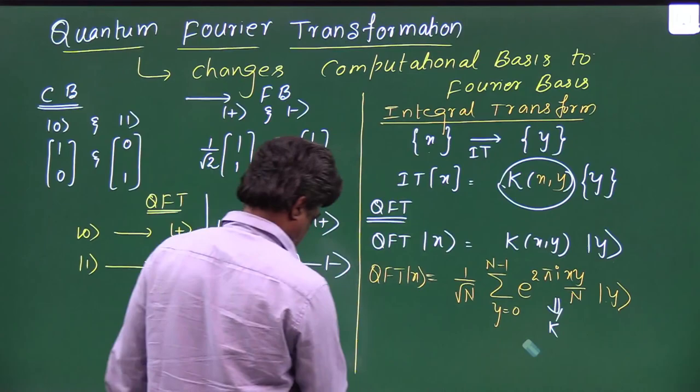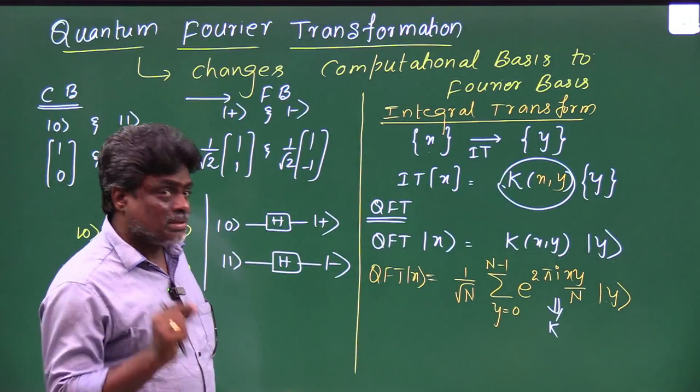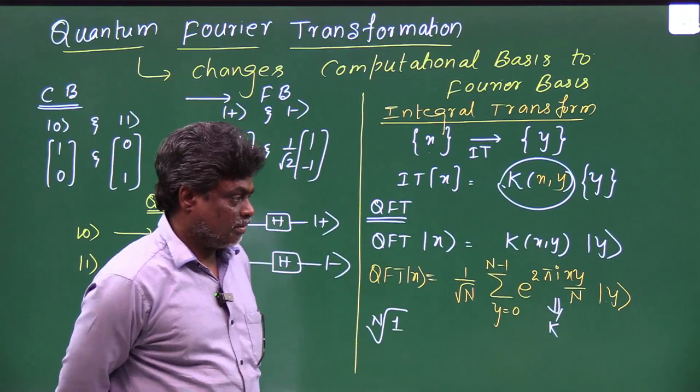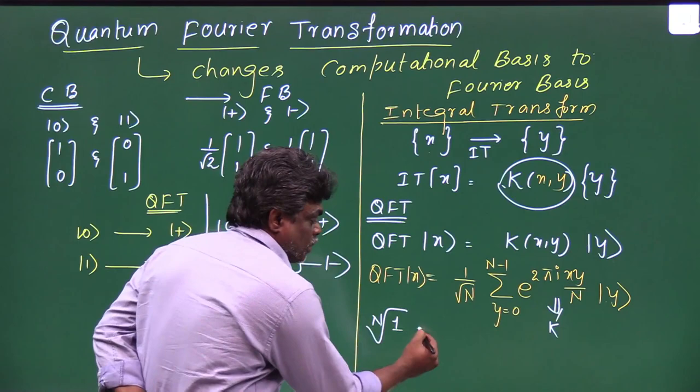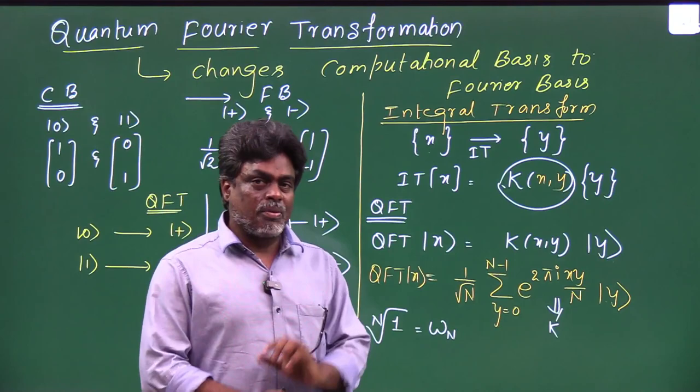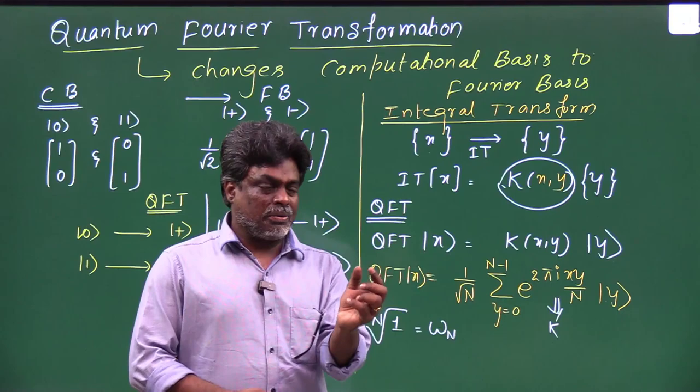And if you carefully observe, some textbooks will write like this. Actually, I hope you know the nth root of unity. Generally, we will write it as omega n. Nth root of unity means, for example, cube root of unity is there, we will write omega 1, omega 2, omega 3. Fourth roots of unity, what will you write? Omega 1, omega 2, omega 3, omega 4, like that you will write.